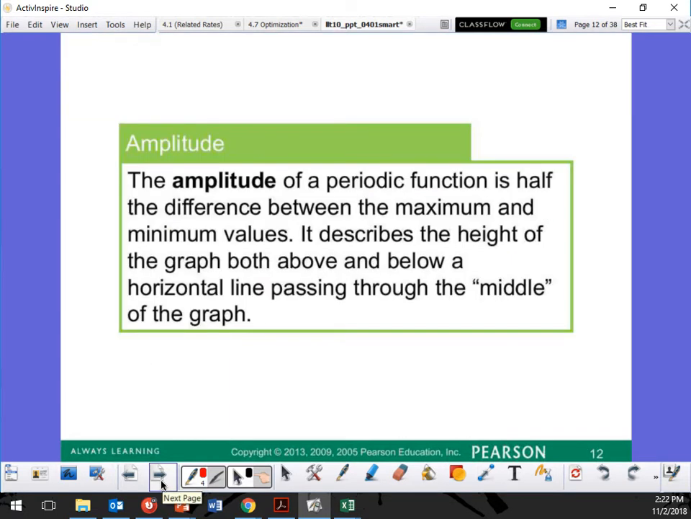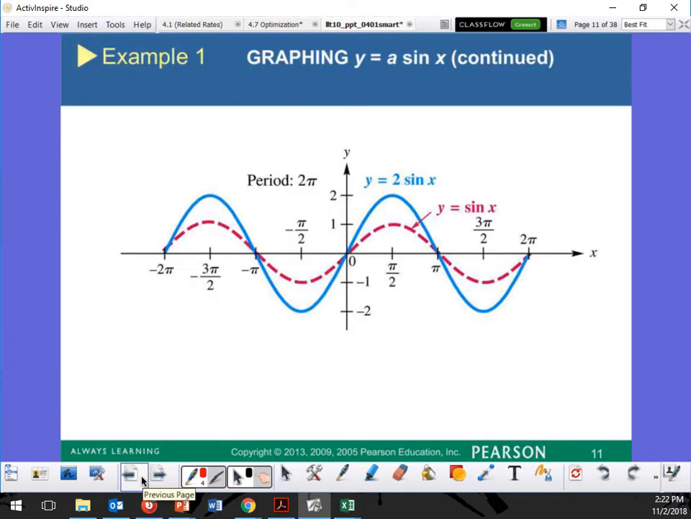Amplitude is half the distance between the top and the bottom of a periodic function. Let me go back to here. Here's the top, right? Where's that at? 2. Where's the bottom at? Negative 2. How far are they apart? 4. From here to here, it's 4. So half that would be 2. And that's where we get our amplitude from.